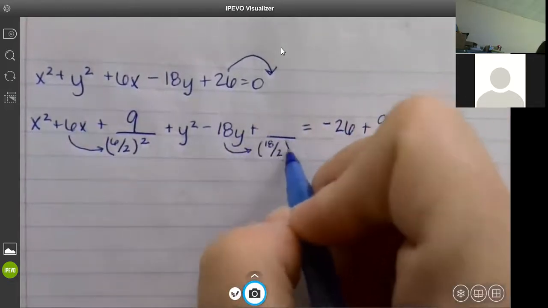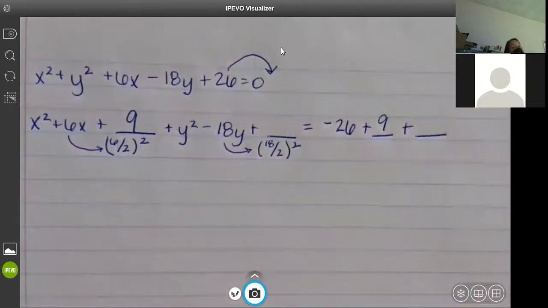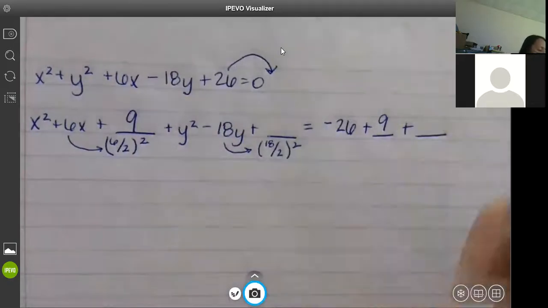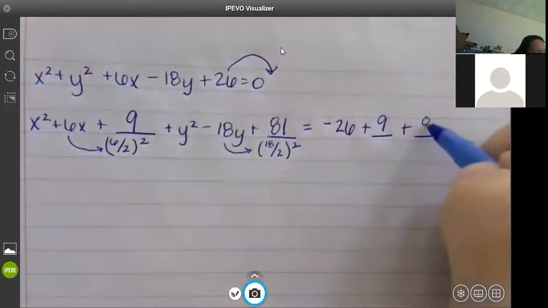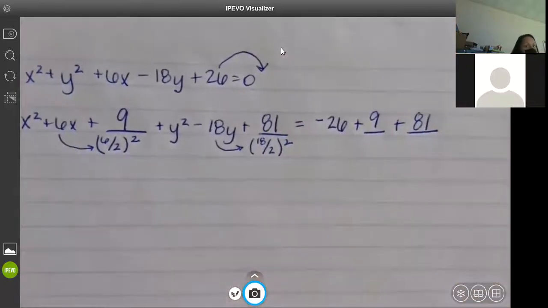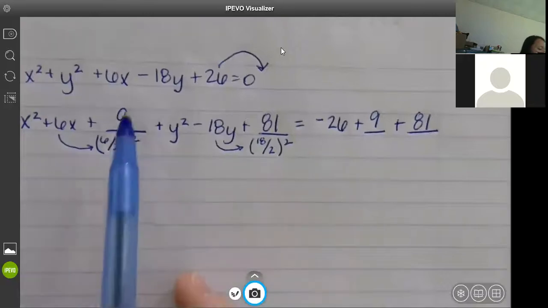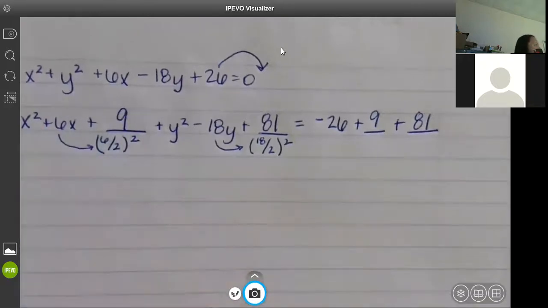I do 18 divided by 2 squared. It doesn't matter if you use the negative or not, because when we square it, what's going to happen to it? It's going to be positive anyway. So don't worry about your signs, just worry about the number. 18 divided by 2 squared is. What I do to one side, I have to do to the other. So then we're going to clean it up, and this is how you clean it up. What are your factors of 9 that add to 6?